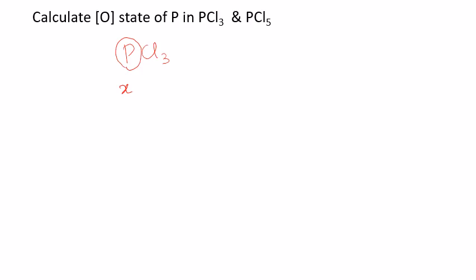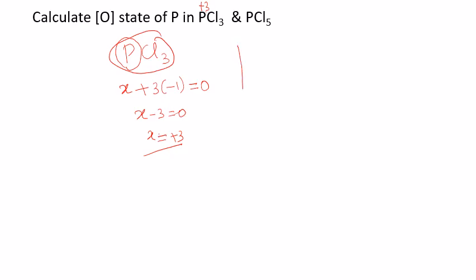Here, how many halides do we have? We have 3 halides. So plus 3 into, for each halide it is -1. And overall this molecule is neutral, so you have to write it equal to 0. So X minus 3 is equal to 0. So X is equal to +3. So the oxidation state of phosphorus in PCl3 is +3.